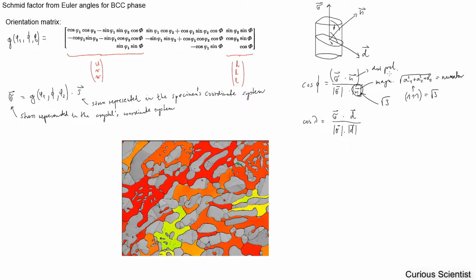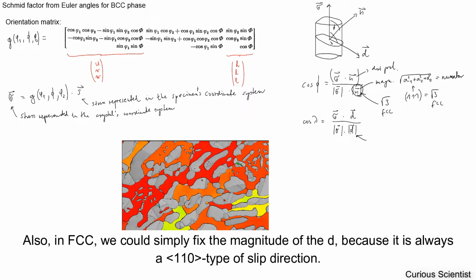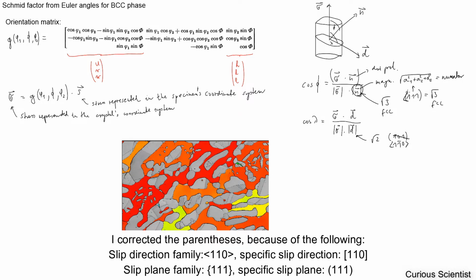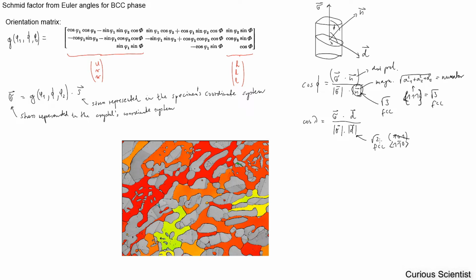But here we have something different. Also in FCC we could fix this magnitude as square root of 2, because we always had something like a 101 type of vector, and if we use this equation, we always get square root of 2. But BCC is a bit different. Let me write that down.